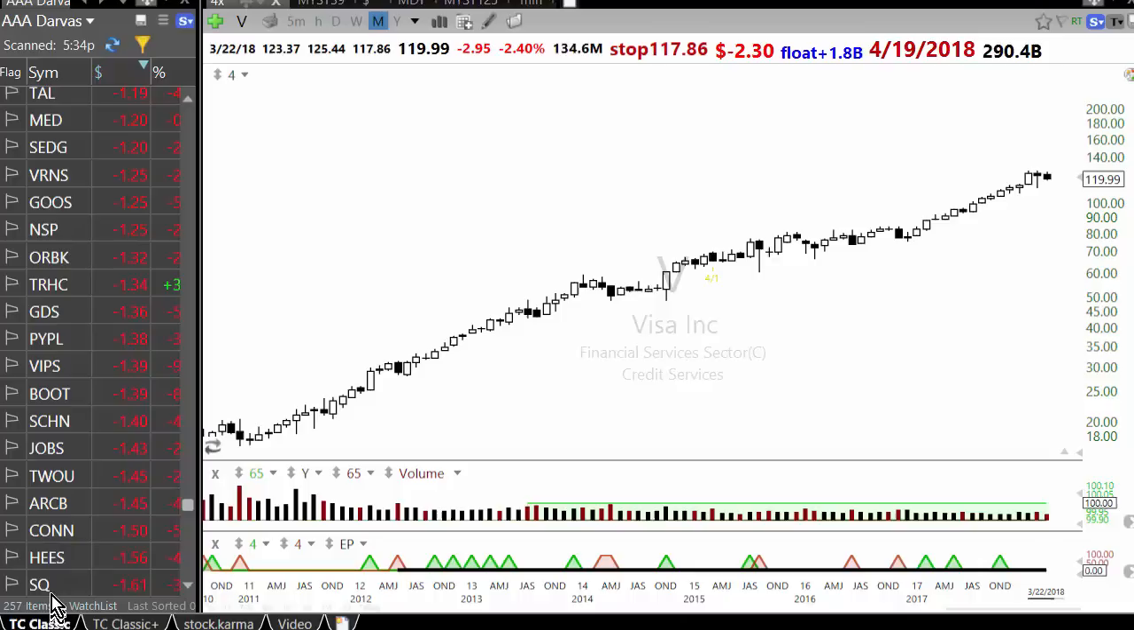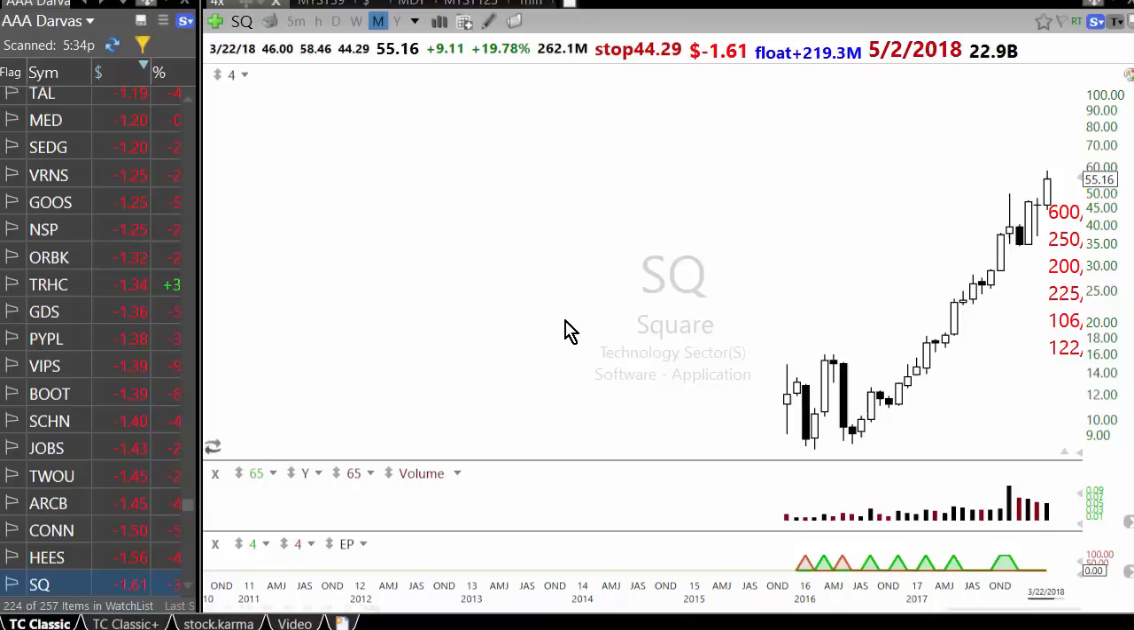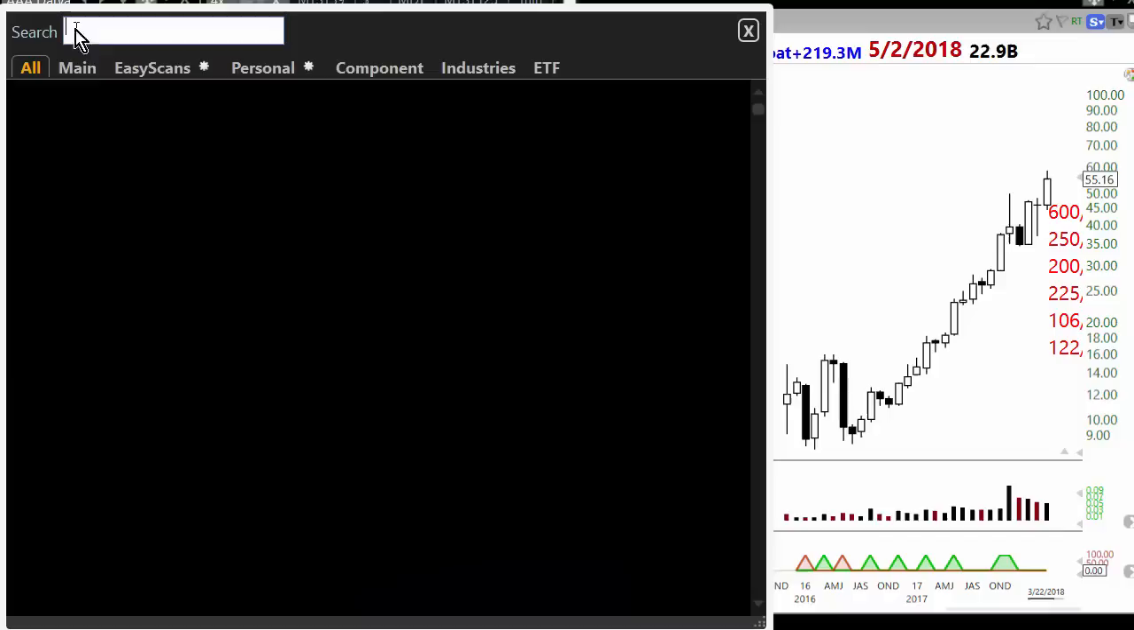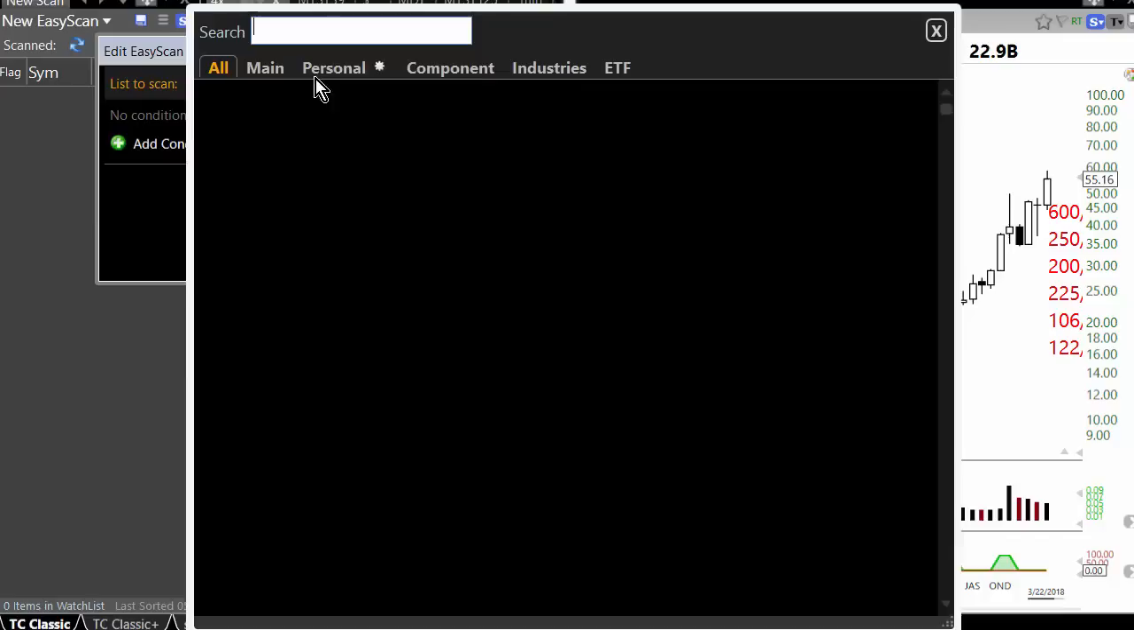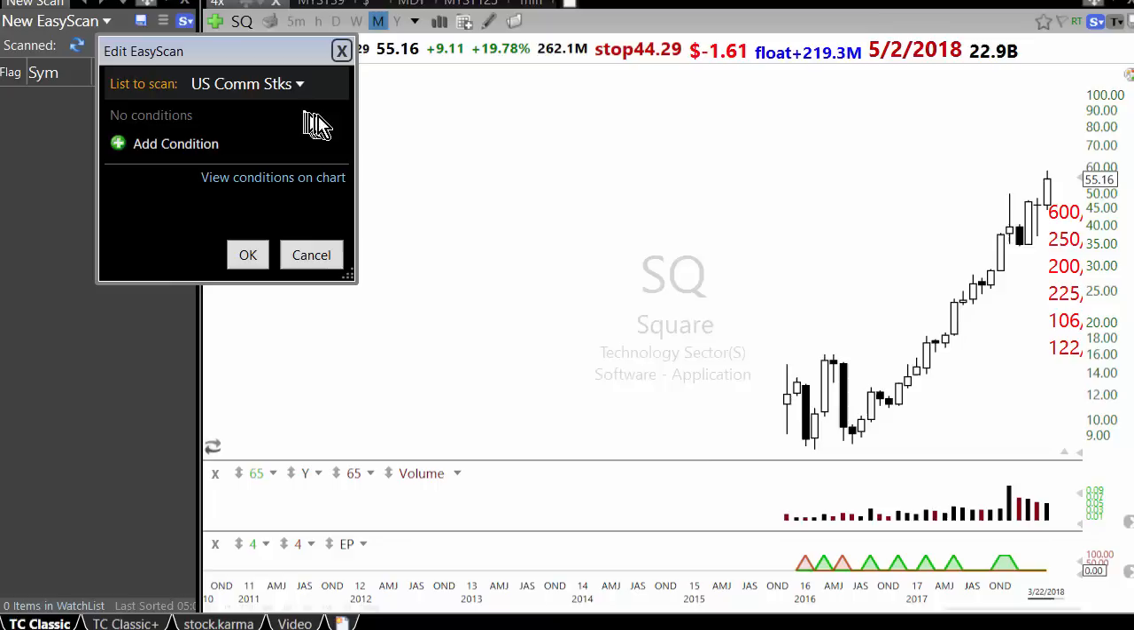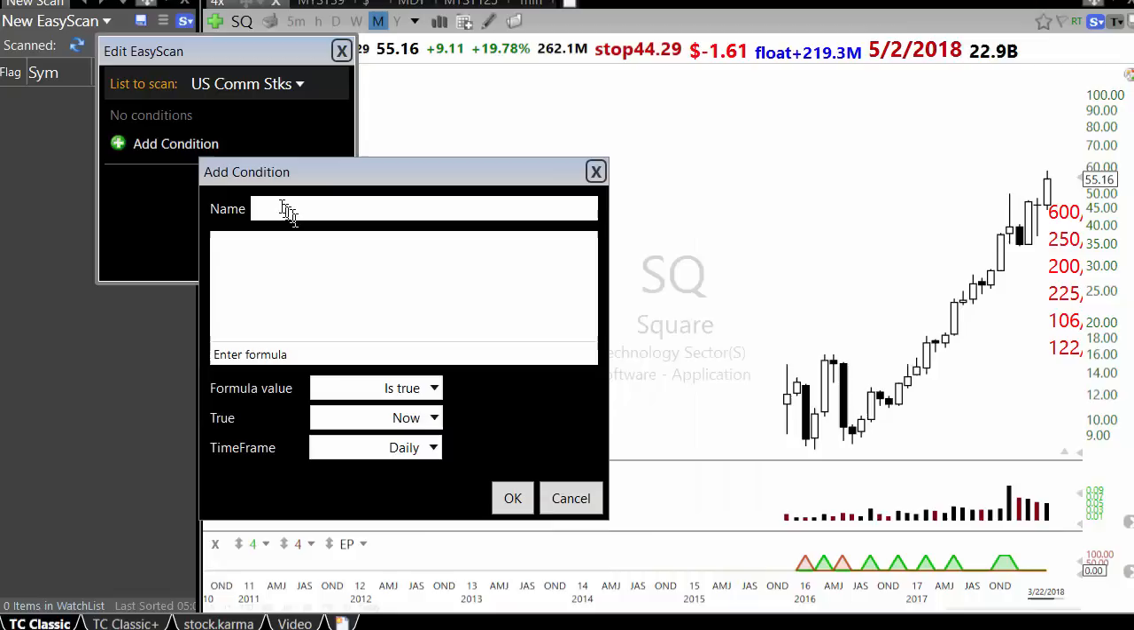Now, how do you set up all this as a structured method and develop a process flow to trade it day in and day out? Let's start by setting up a scan for this. We start with an easy scan. We look at US stocks. We won't look at ETFs, for a variety of reasons, because ETFs are not really going to meet his criteria. Then let's start building a condition, and we'll call it Darvas box.